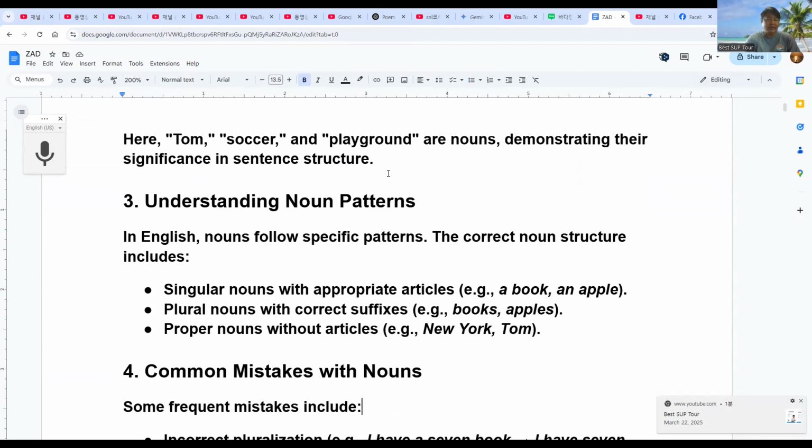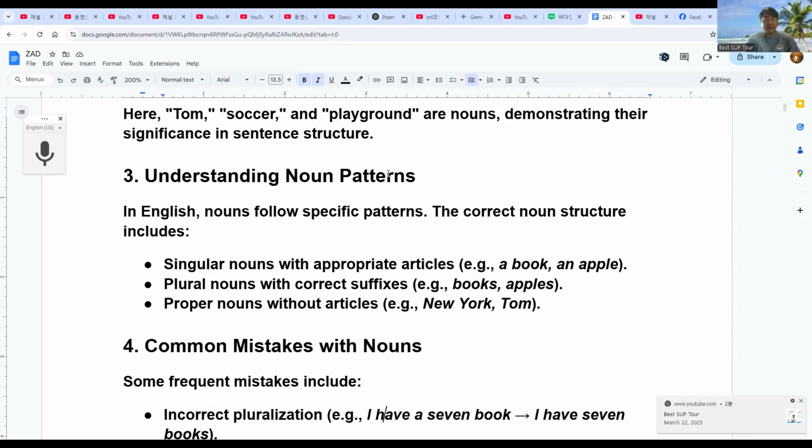Understanding noun patterns. In English, nouns follow specific patterns. The correct noun structure includes singular nouns with the appropriate articles: a book, an apple; plural nouns with the correct suffixes: books, apples; proper nouns without the article: New York, Tom.